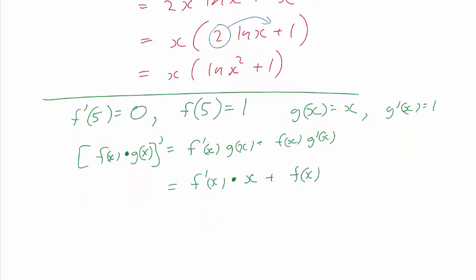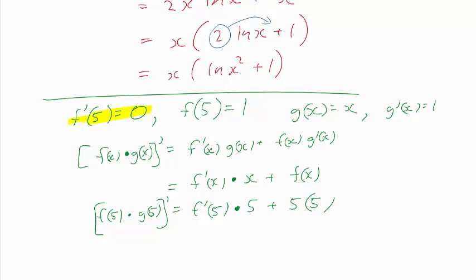All right, so what are we really after? We're really after what's going on when we get to 5. So we have f of 5 times g of 5 prime. And so this is just f prime at 5 multiplied by 5 plus f of 5. All right, so f prime at 5 is given there.